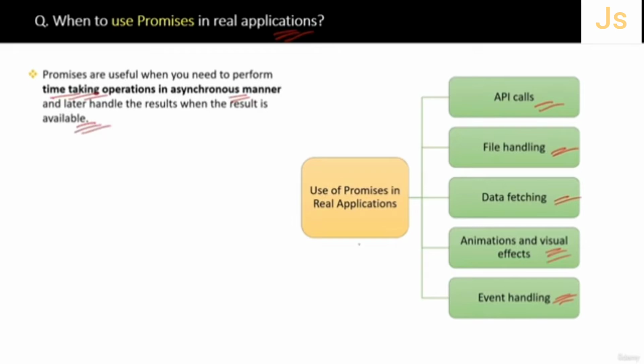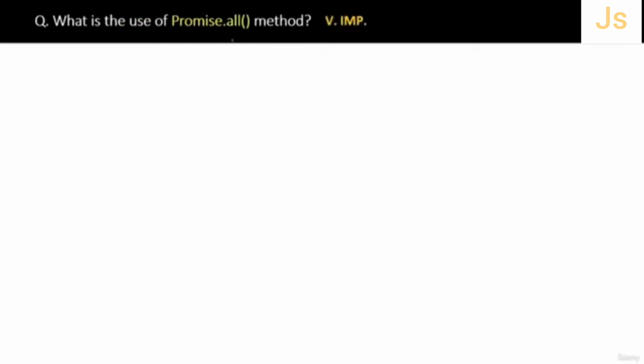Because as the name suggests, a promise will not give you data immediately, but it promises you to give the result after some time, definitely. What is the purpose of the Promise.all method? Very good question.